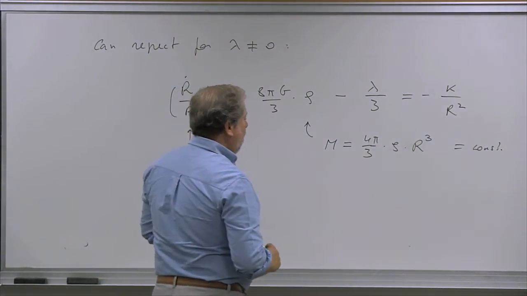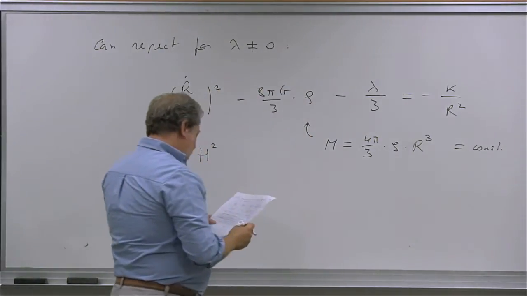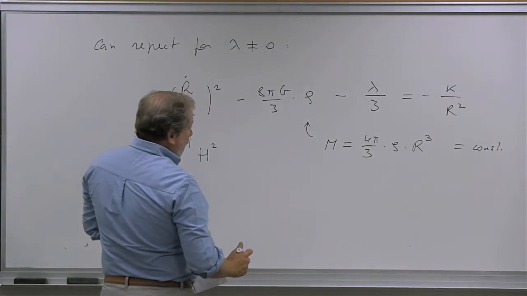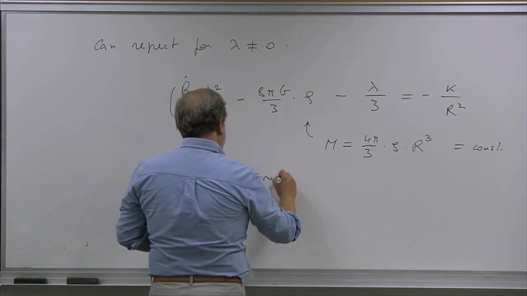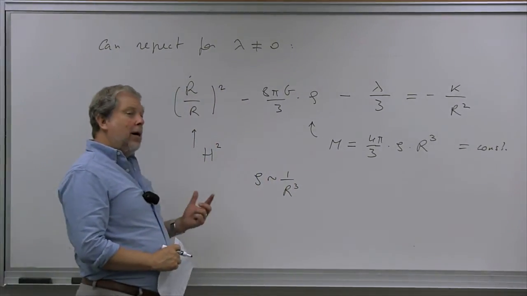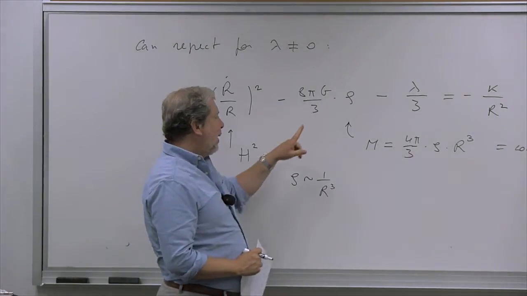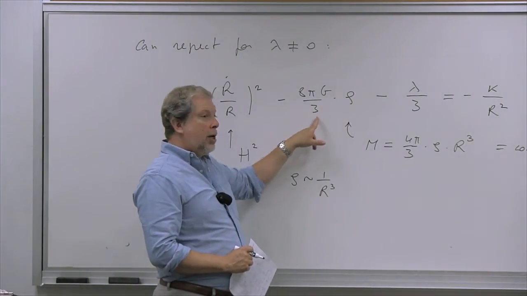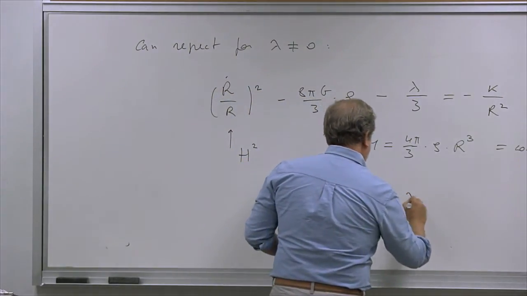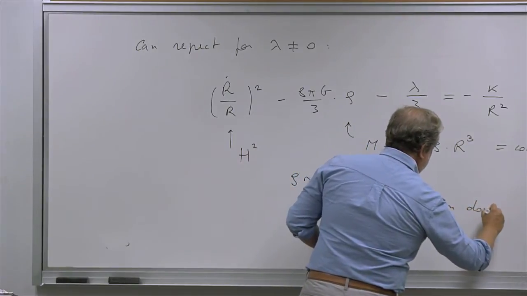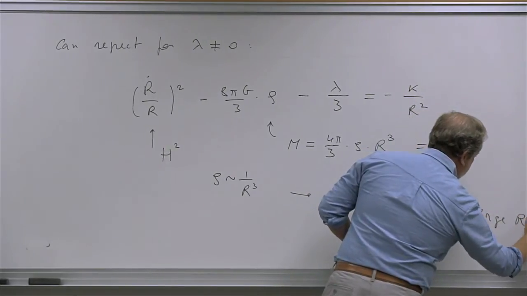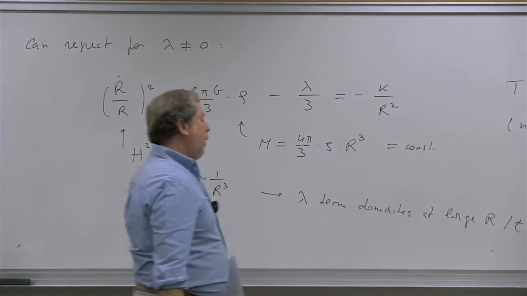So you can replace the rho by a constant divided by r cubed. And so in this case, the rho goes like 1 over r cubed, which means that if you look at late times, then this contribution becomes less and less important than this one. So the lambda term dominates at large r or at large t.